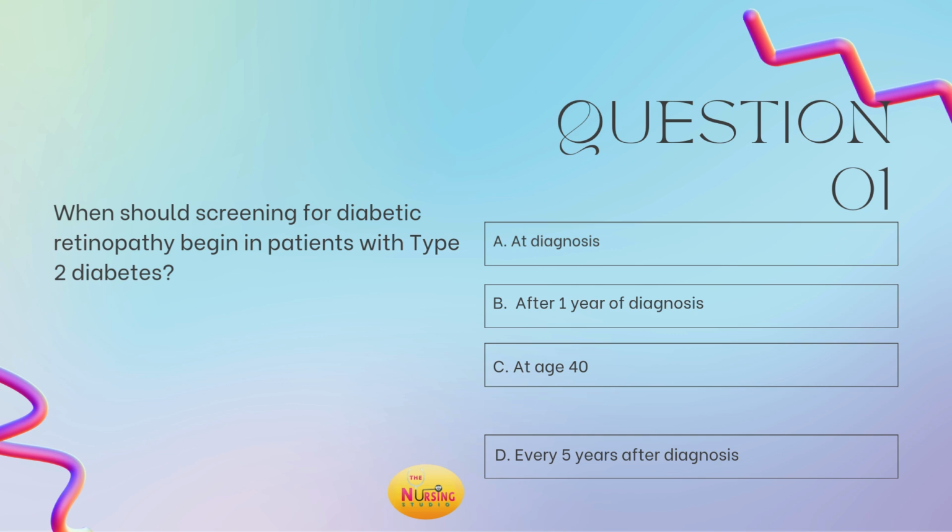All right, so I always recommend reading the stem of the question first, as it allows you to slow down to ensure you're answering what's being asked of you. But here in this scenario, the stem is the question, right? And y'all know the stem of the question is the end of that question, typically with a question mark. So here, because it's a short question in one sentence, that's why I say the stem is the question. So when should screening for diabetic retinopathy begin in patients with type 2 diabetes? And the best answer is A, at diagnosis.